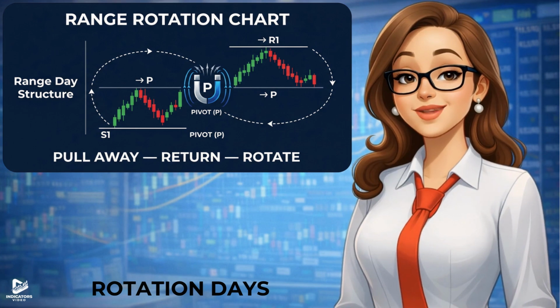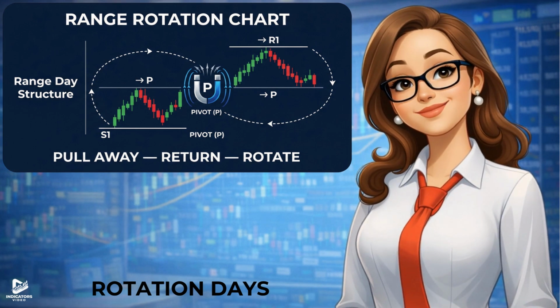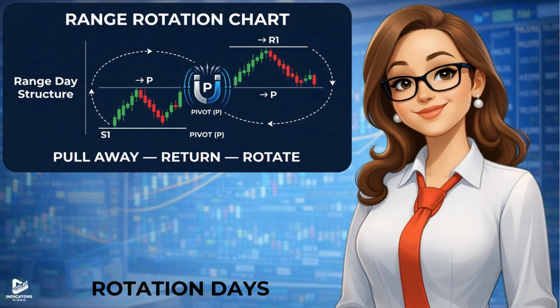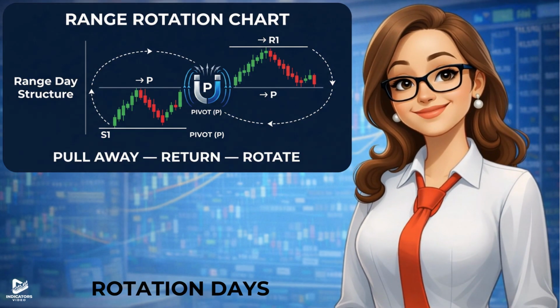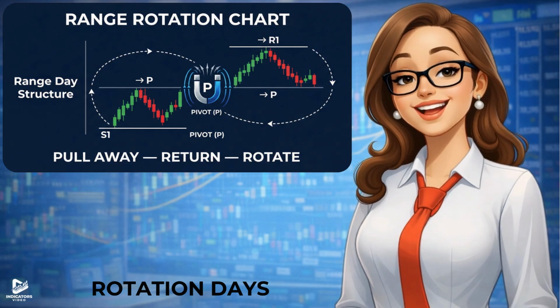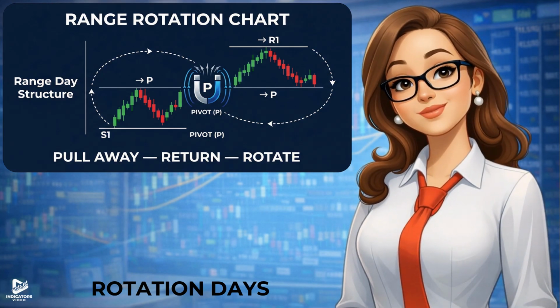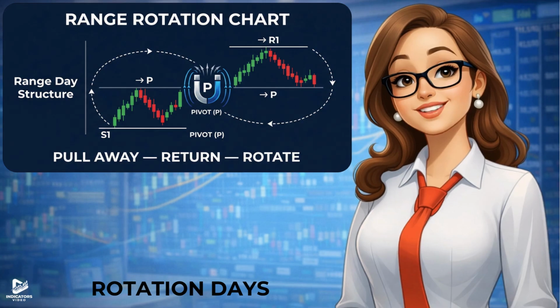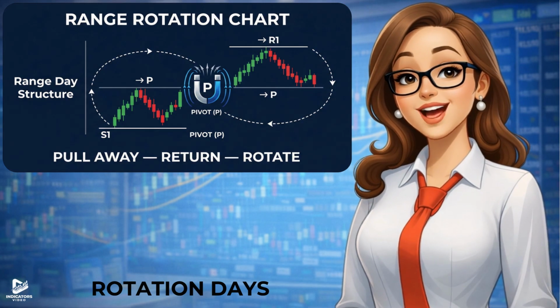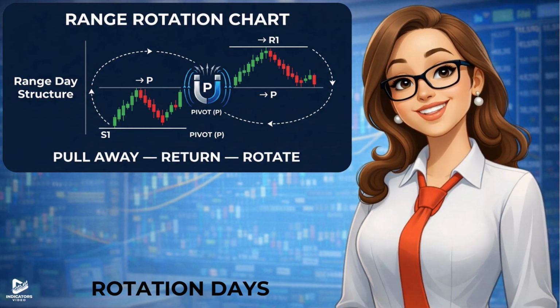On many days, pivots behave like magnets, especially in range conditions. Price will rotate away from a level, then drift back toward P. That's why some traders treat P like a mean or fair value. On rotation days, you'll often see S1 back to P, R1 back to P. Pivots help you anticipate these rotations without needing to redraw anything.